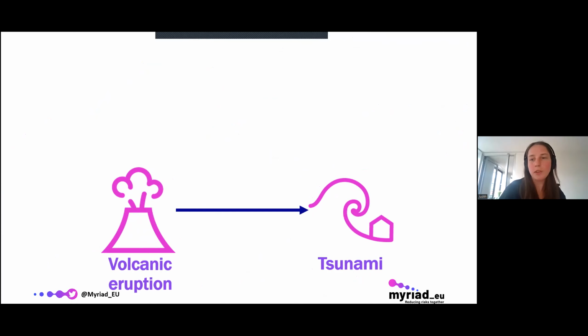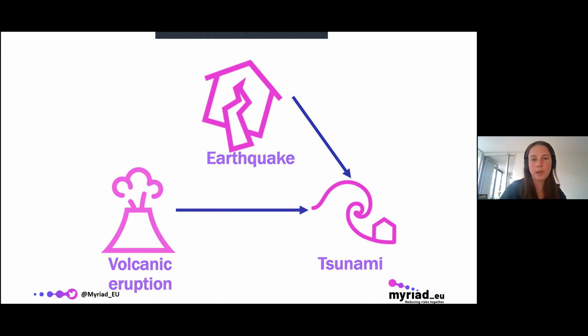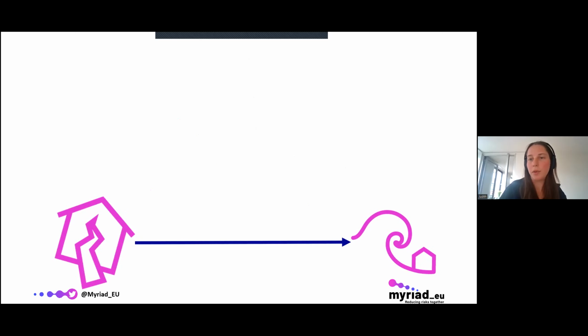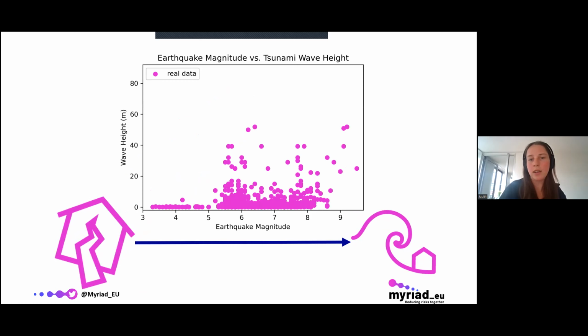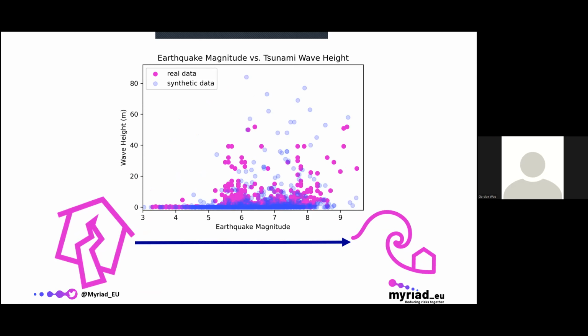So as we've seen from the Tonga example, a volcanic eruption can be linked to a tsunami, but only 5% of the times a tsunami occurs, this is actually linked to a volcanic eruption. And more often than not, it's due to an earthquake. So if we zoom into this earthquake and look at the relationship between the earthquake magnitude and the wave height, we see that usually with a higher magnitude, there's also a higher wave height. And we can model and simulate this using copulas. There we can see what the probabilities are, based upon certain earthquake magnitudes, that we're going to have a particular wave height?